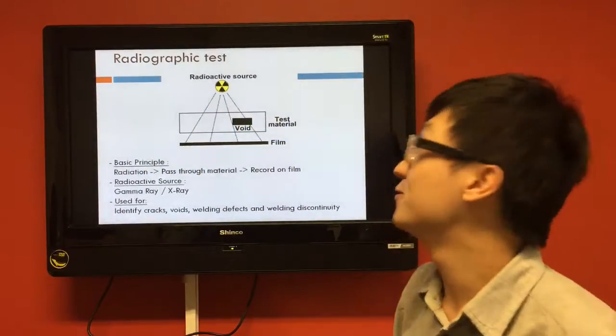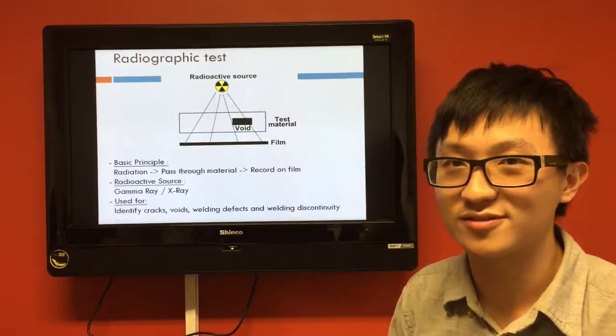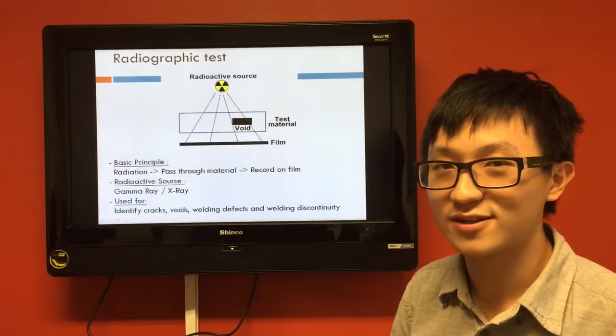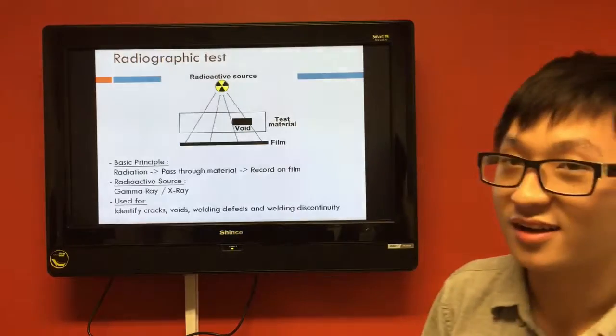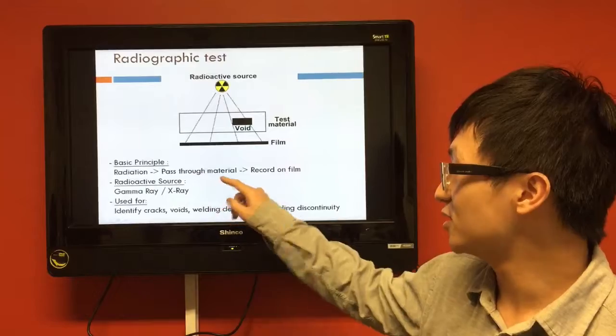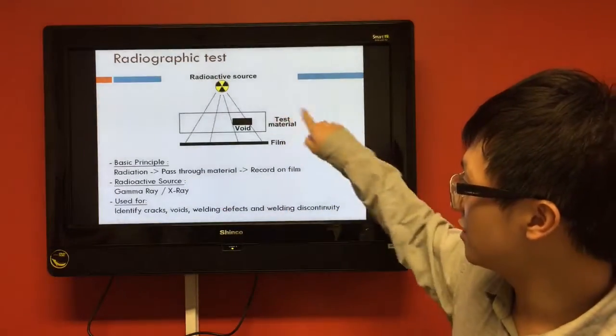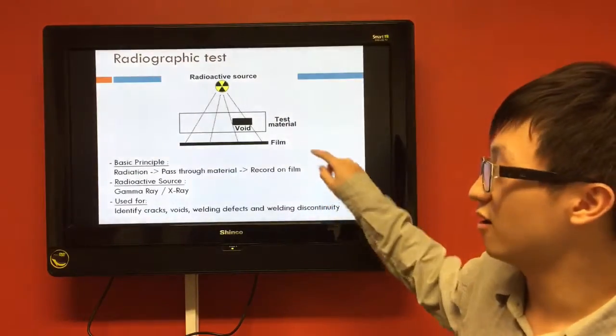Next, I will talk about the radiographic test, which is another non-destructive test using radar and EM waves. The basic principle of the radiographic test is making use of radiation, and the radiation will pass through the test material and provide a record on film.